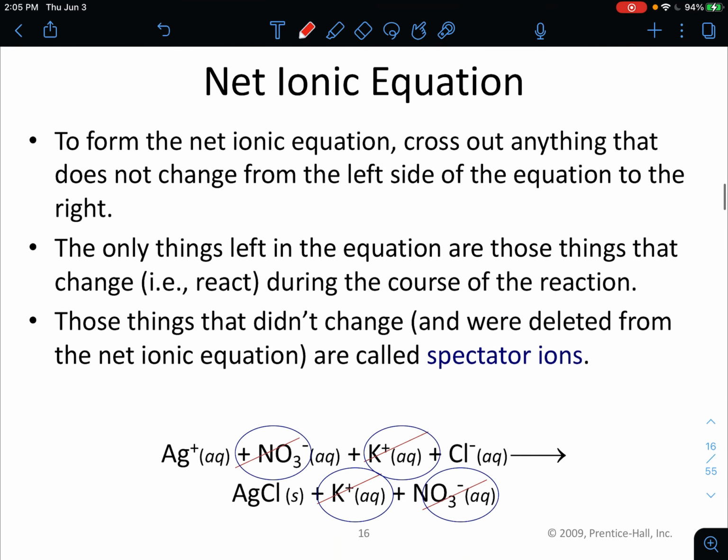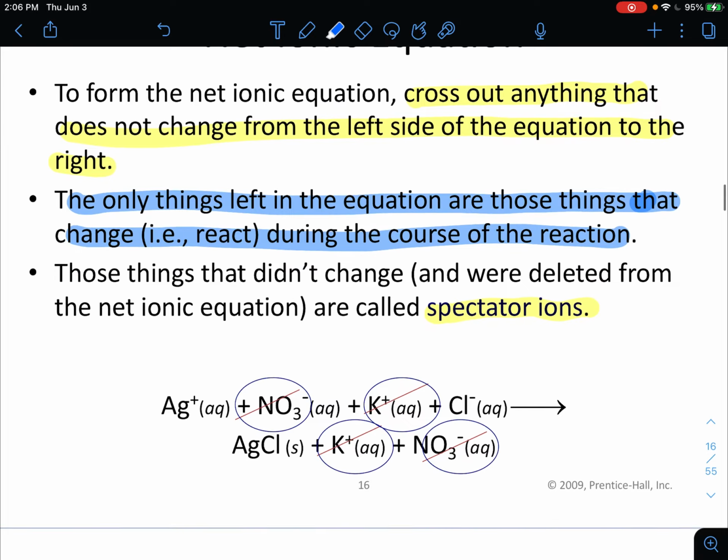So to recap what we did there, to get to the net ionic equation, you're crossing out anything that doesn't change from the left side of the equation to the right. So exactly identical. And these things that don't change at all, we refer to them as spectator ions. So potassium and nitrate were our spectator ions in this case. And the goal in doing this is that we end up with the only things left in the equation being the part that really matters, the stuff that's undergoing changes. So the silver and chloride ions finding each other to make silver chloride precipitate.